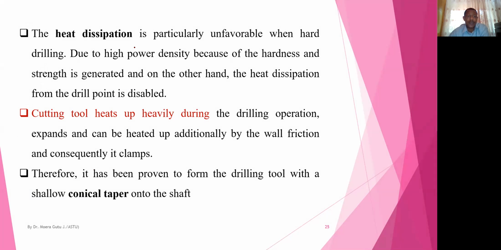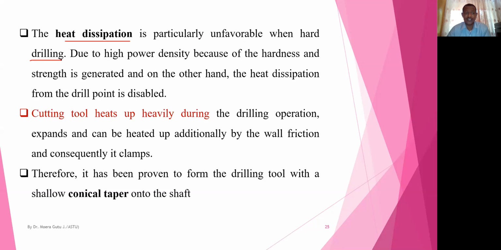So the heat dissipation, okay, one of the greatest problems in drilling is the heat concentration at the drill bit engagement with the hard workpiece, which is high. So we need a cutting tool which can dissipate the heat along its body, so that the heat concentration which can make more deformation of the cutting tool can be easier. So the heat dissipation is particularly unfavorable when hard drilling.